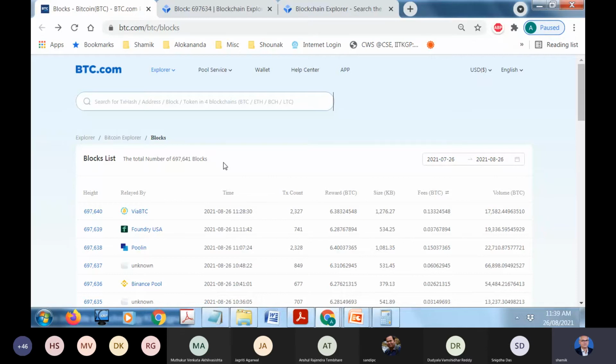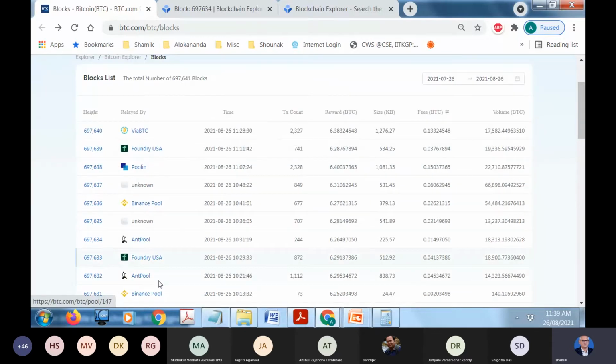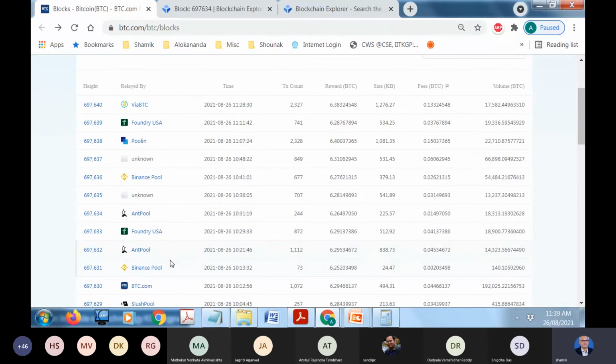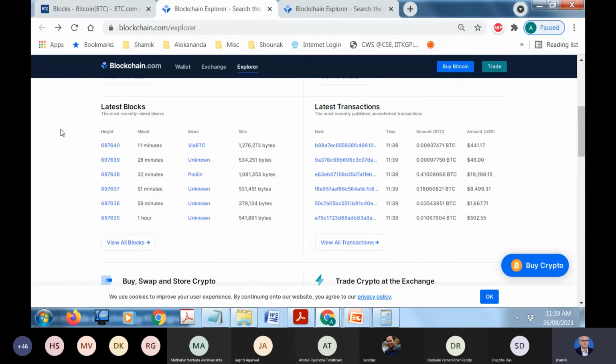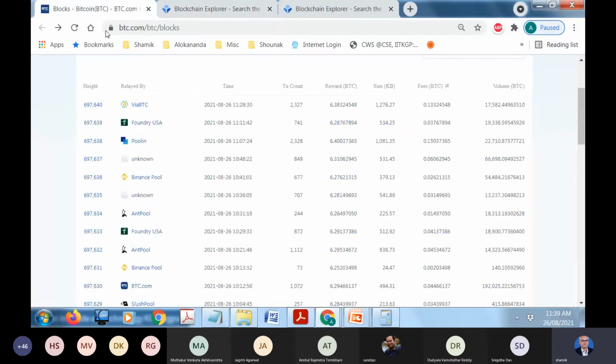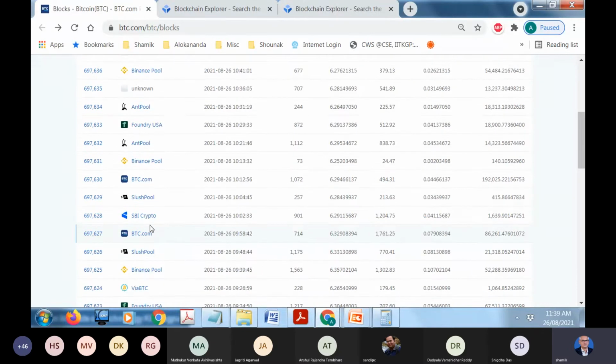If you see here, for each of these blocks, it is mentioned which different people or groups have been able to mine them. Whether it is here or in this Explorer, it is the same, and you can see that many of these are pools. You see Binance pool, Poolin, Ant pool, and so on. Slush pool. And SBI Crypto, though it has nothing to do with our State Bank of India, is another company called SBI Crypto.